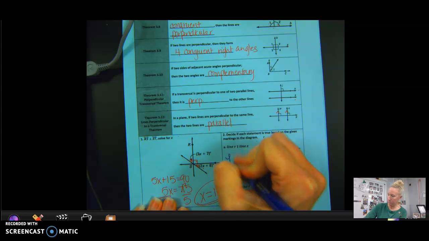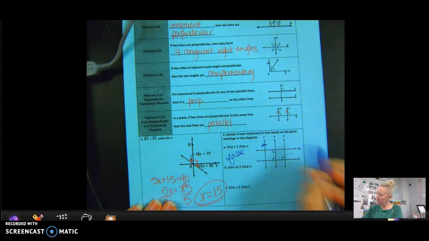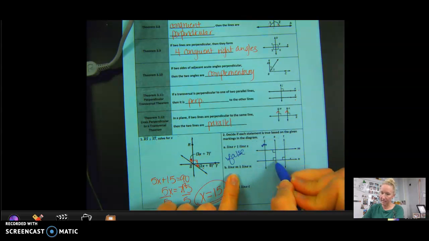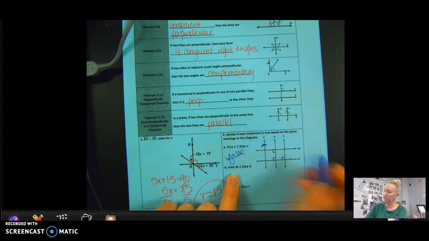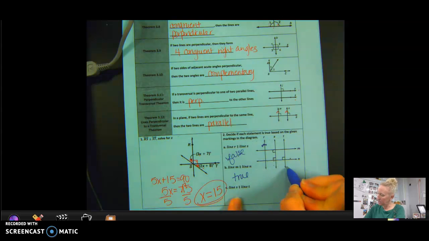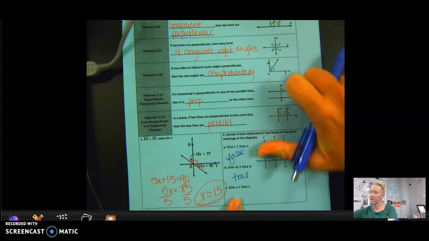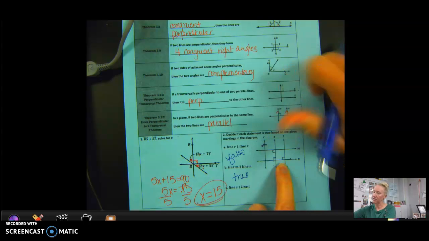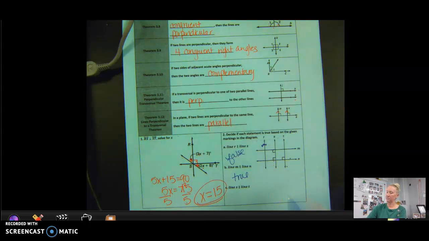M is parallel to N. That would be true because this transversal S that's hitting M and N hits both of them at a 90-degree angle, which would make these two parallel. So that is true. S and T are parallel. Again, true, because if I cover up this line, N is my transversal here, and it hits at 90 on T and hits at 90 on S. Therefore, those two lines are parallel.